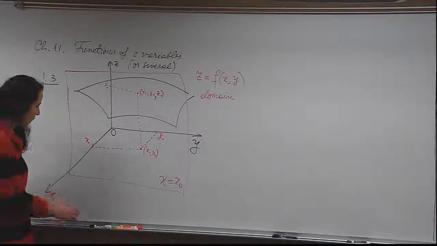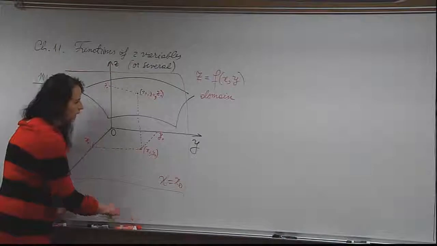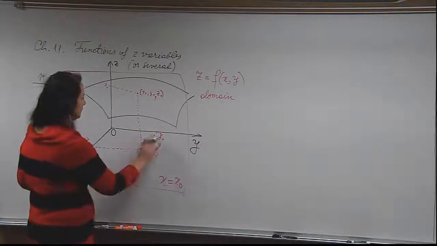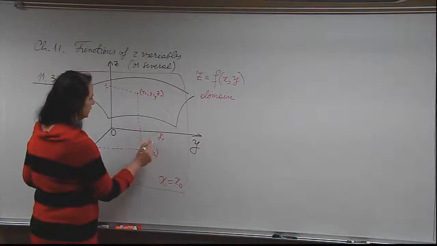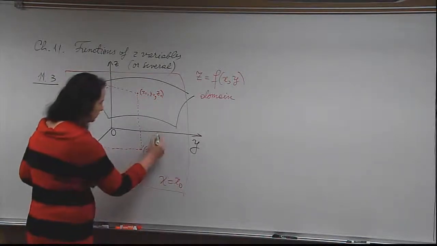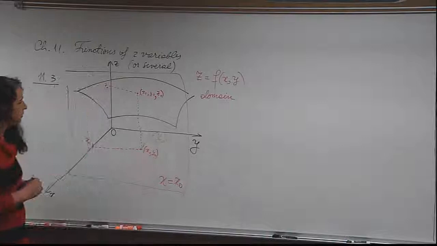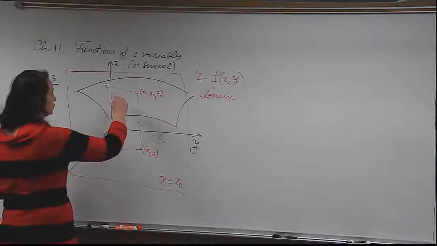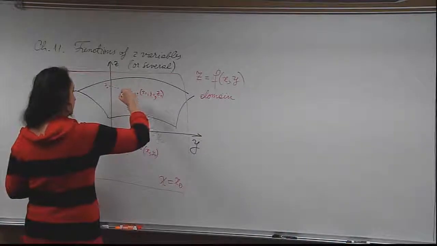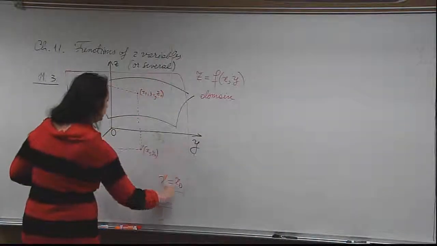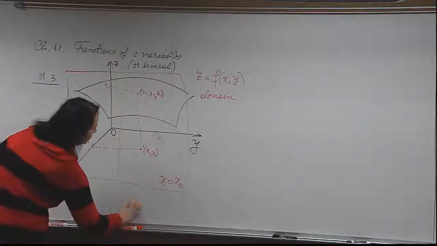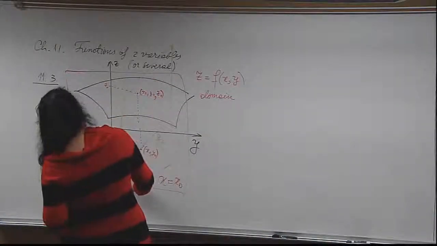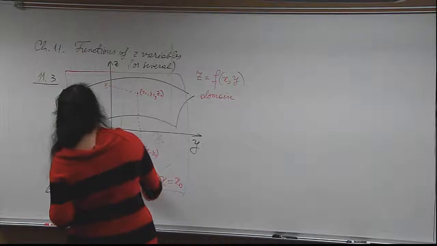For y0, let me pick another color, a more beautiful color. For y0, my video is not going to see the y0, but hopefully it's going to see it. It's a beautiful line. Spring is coming. So this is going to be the plane. Label it y equals y0.